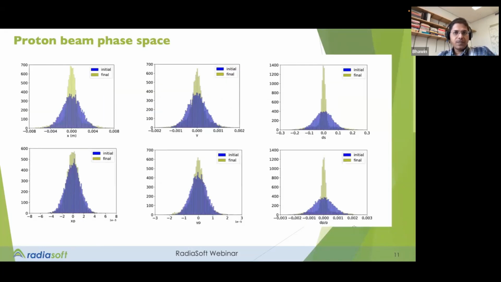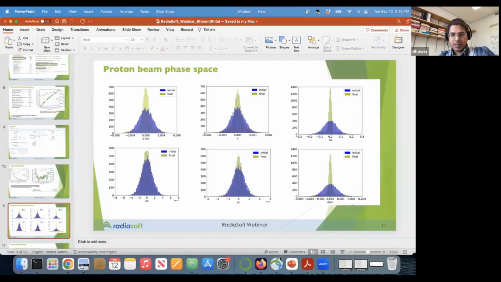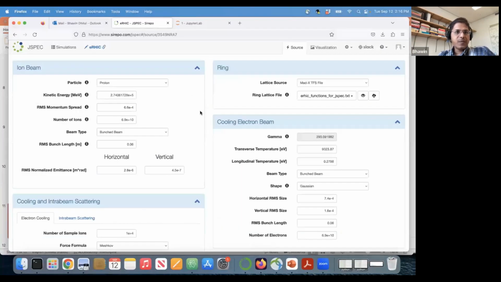I want to save my window. Sorry for that. So here, this is JSPEC in Sireppo. If you log into Sireppo, then you can get a lot of courses there, and just click on JSPEC. When you click on JSPEC, you can view this window here.